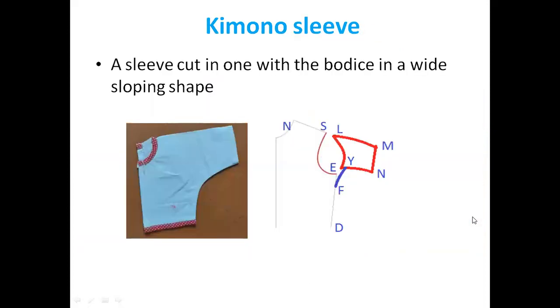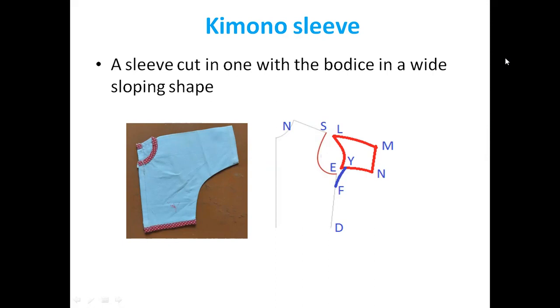Now we'll be moving on to the next one, that is the kimono sleeves. This is very simple. It is just following the raglan sleeve. So what is a kimono sleeve? A kimono sleeve is nothing but a sleeve which is cut with the bodice in a wide sloping position.